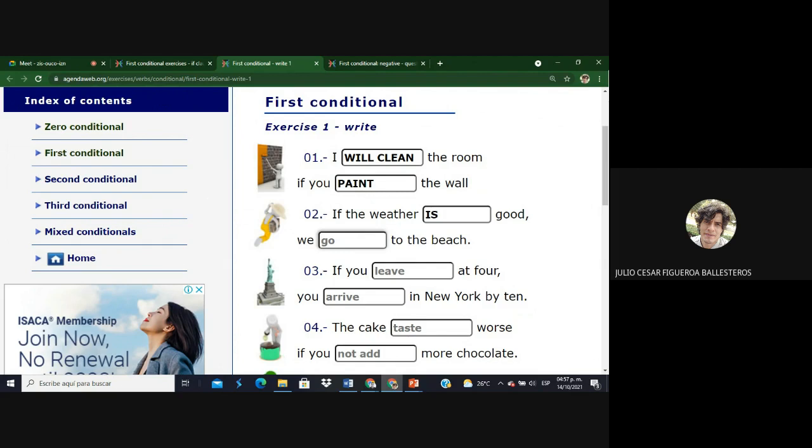We go. Goes. It's a future. No. Goes. It's a future. We go. Check the sentence. Vamos a ver. Vamos a la playa. Can you see the sentence in the chat? Yes. Come on, continue.